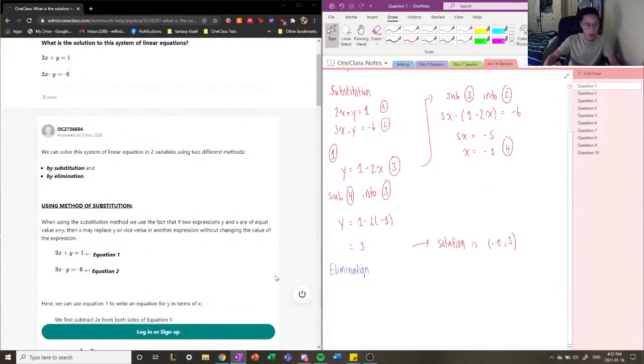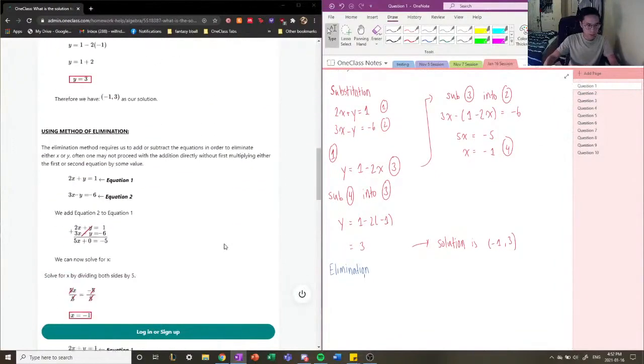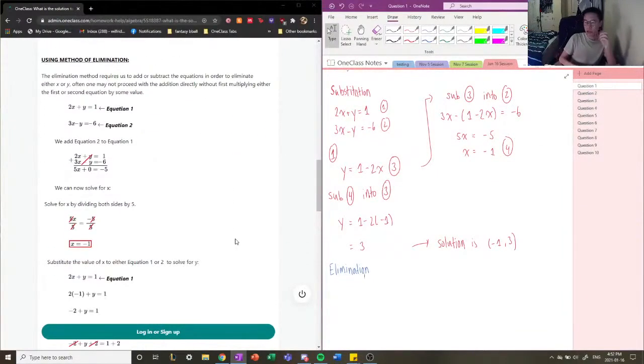Okay. All right. So elimination is kind of different in the way that we are going to basically subtract these two linear equations from each other. And what I mean by that is that we're going to, first of all, write them out like this.